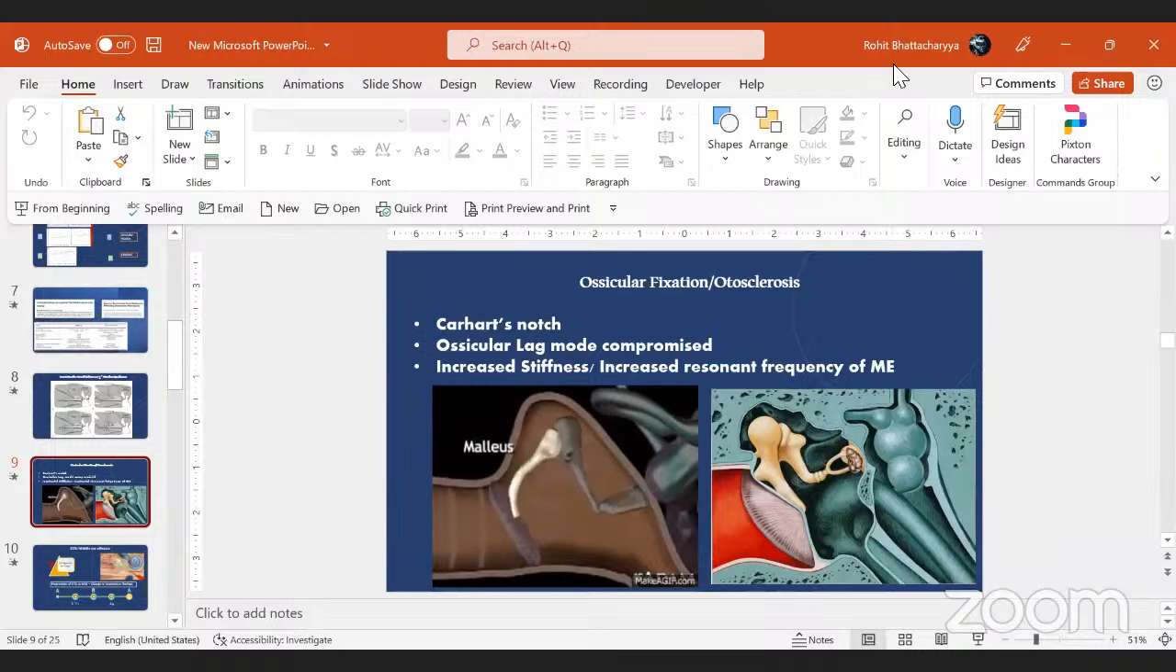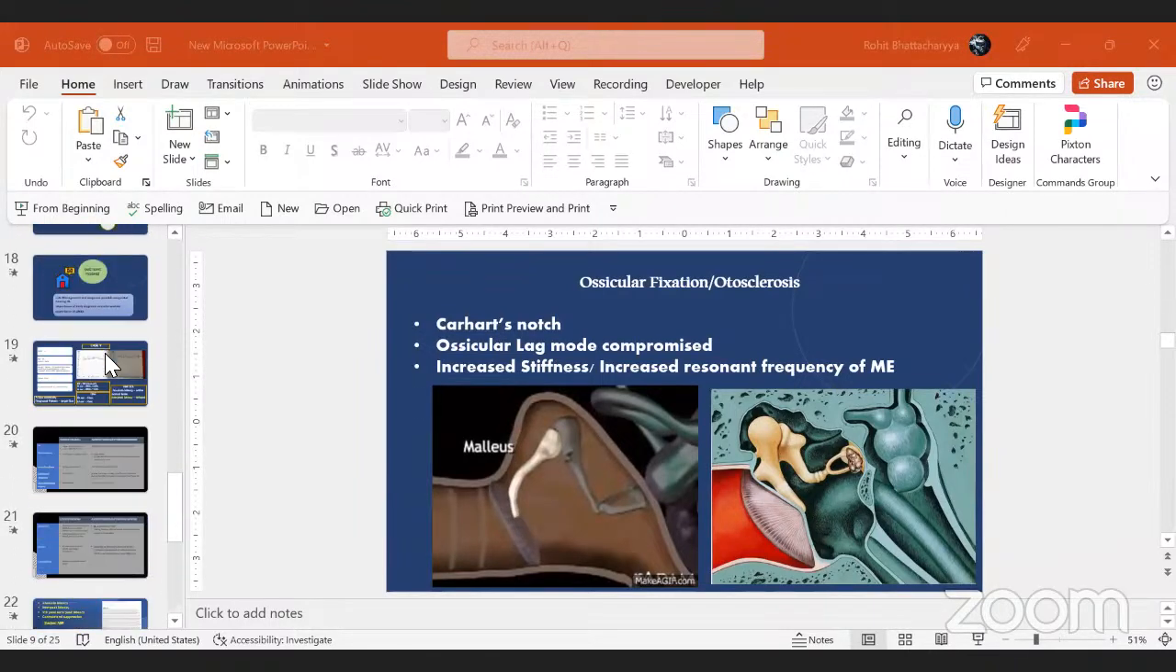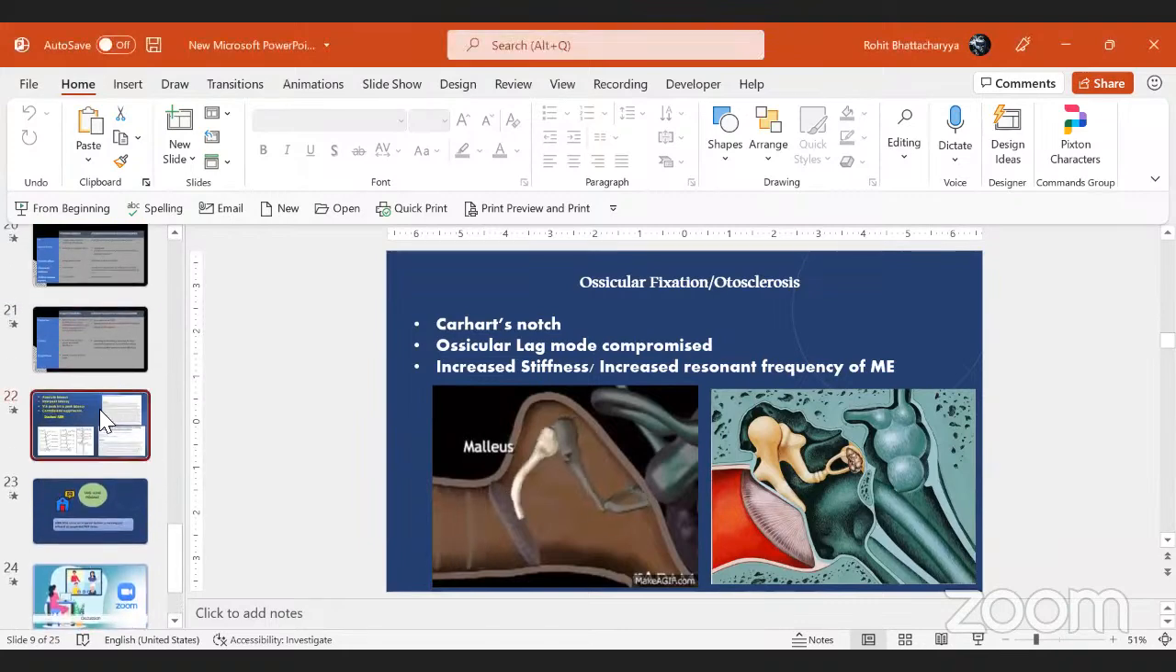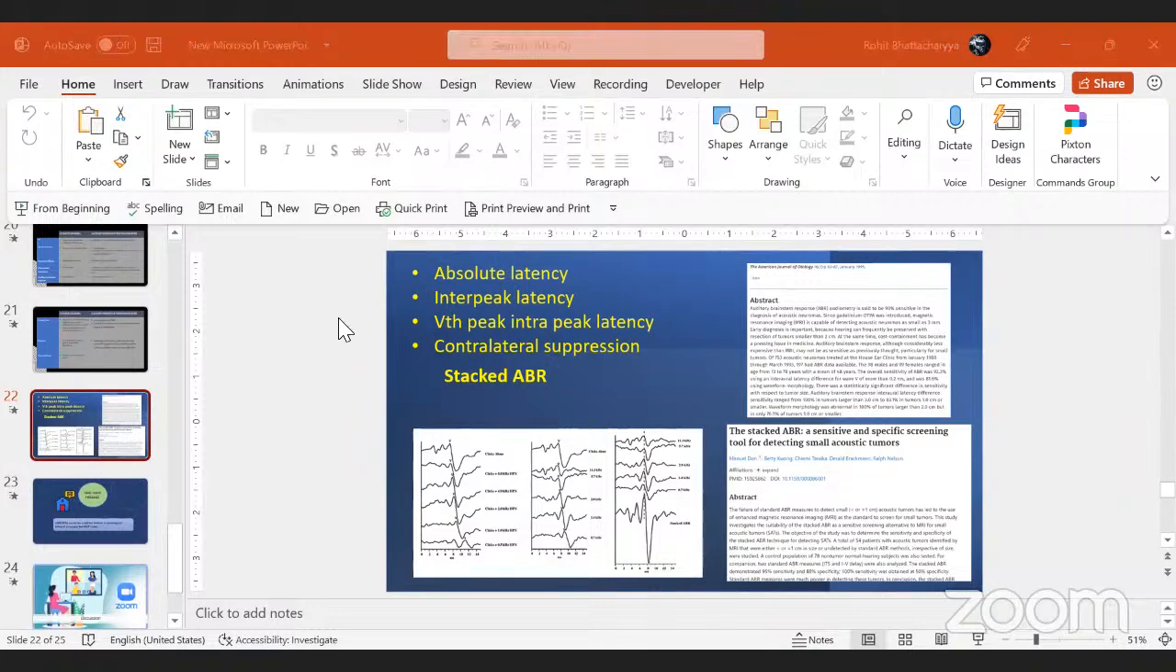Rohit, there is a question about case number 5, I think the case of acoustic neuroma: what is the importance of interaural latency? Interaural peak latency. In case of a very small tumor, because we are doing ABR SOL at a very high intensity, that is 90 dB, especially in cases of small tumors without any hearing problem, if there is no complaint of reduced hearing sensitivity, we may get normal peaks, that is 1 to 5.